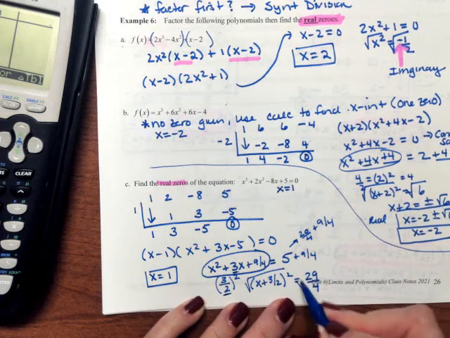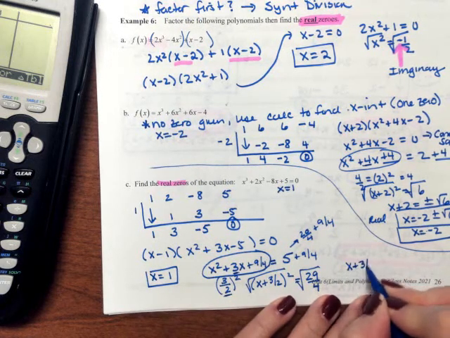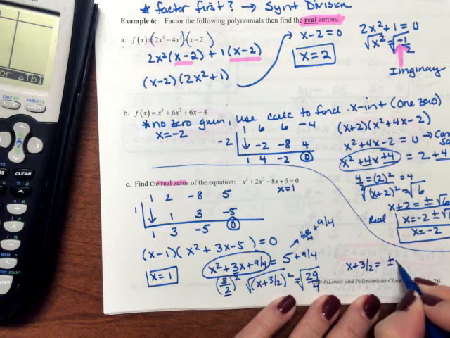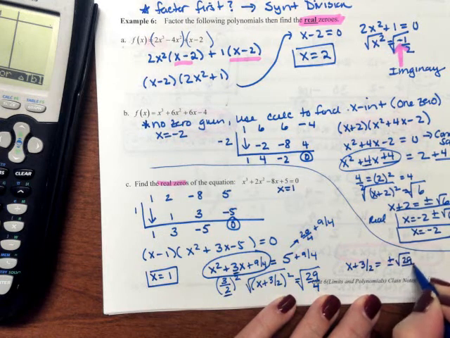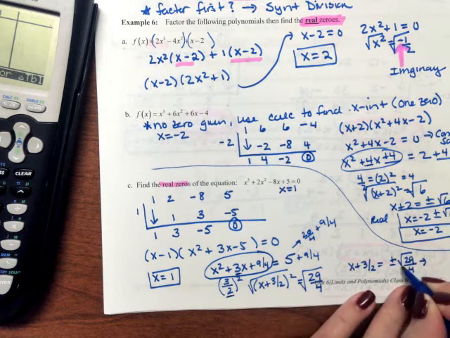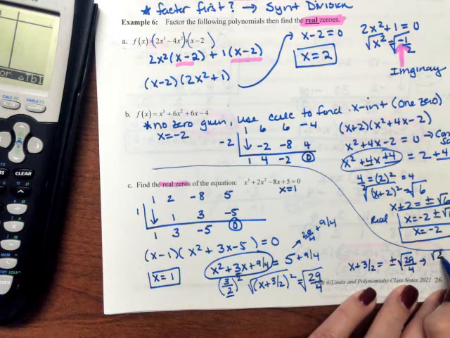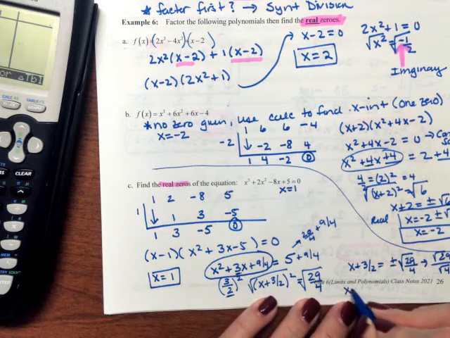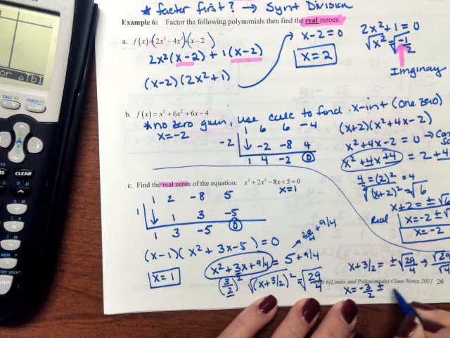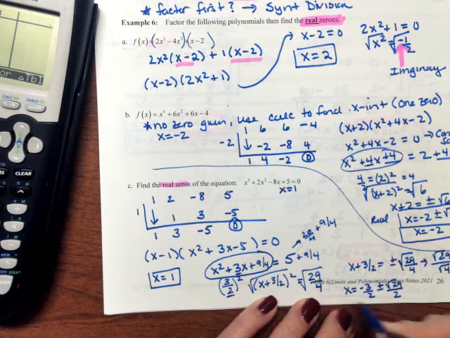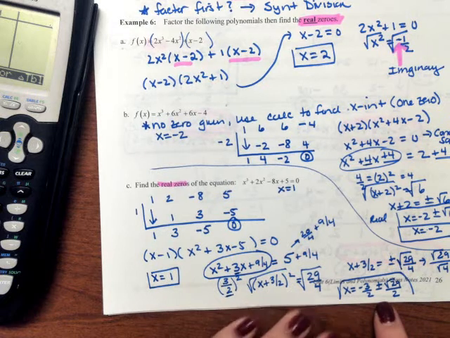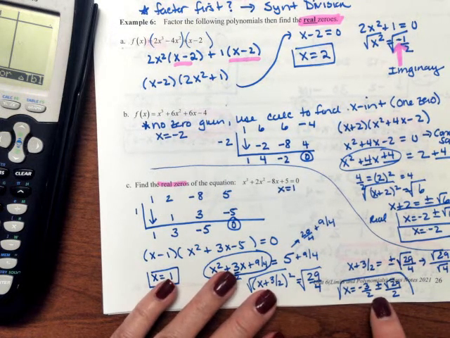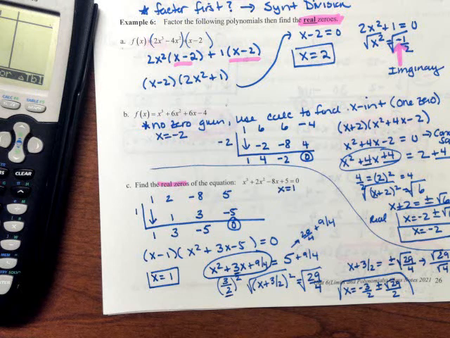Square root. x plus 3/2 is equal to plus or minus the square root of 29 over 4. Remember, when you have a fraction under a radical, you can take the square root of the numerator, square root of the denominator. So x is going to be equal to negative 3/2 plus or minus square root 29 all over 2. Again, these are still real numbers because all the numbers under radicals are positive, but again, it's going to be irrational. So that's how we can use synthetic division to help us find the real zeros.